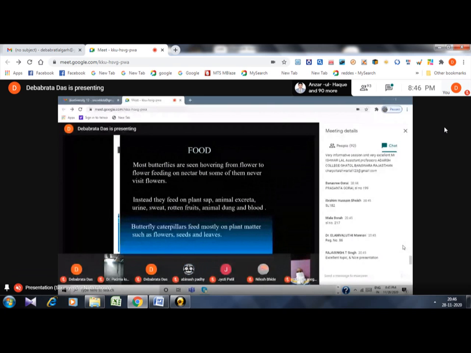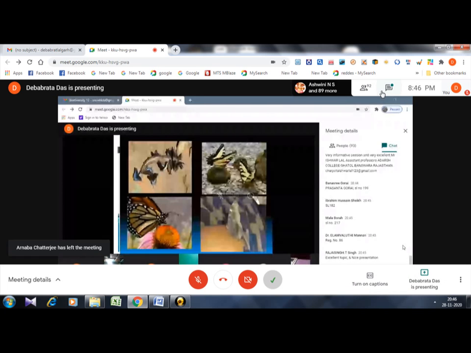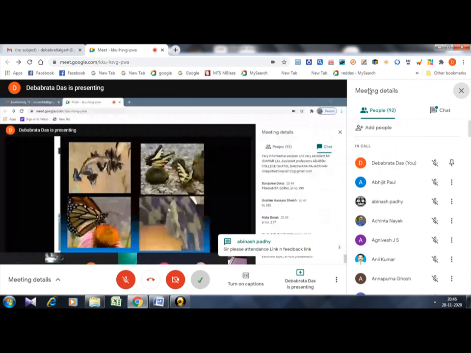So in this picture, you can see here on the top left corner, the swallowtail butterflies feeding on a dead fish carcass. They are taking in protein from that. And on the top right corner, you can see yellow swallowtail butterflies. They are feeding on animal dung.